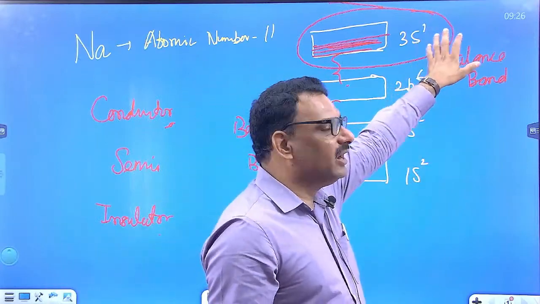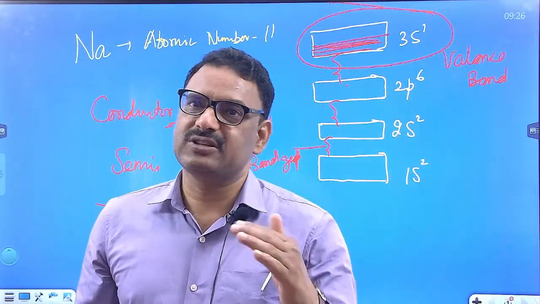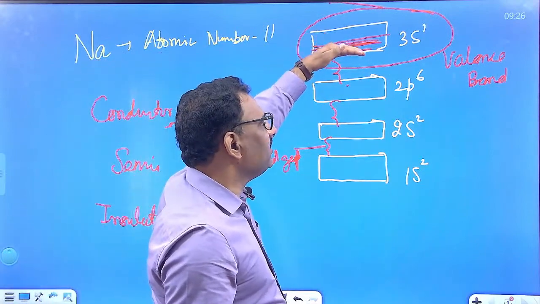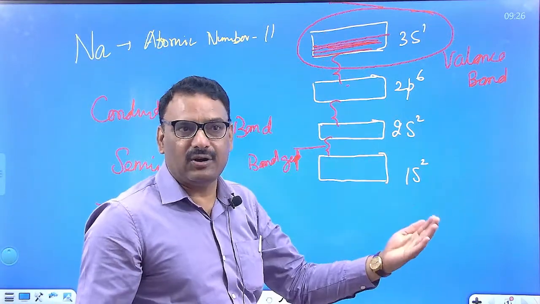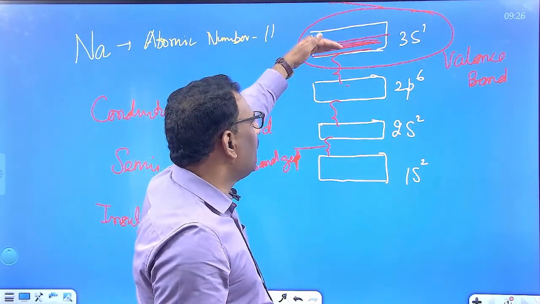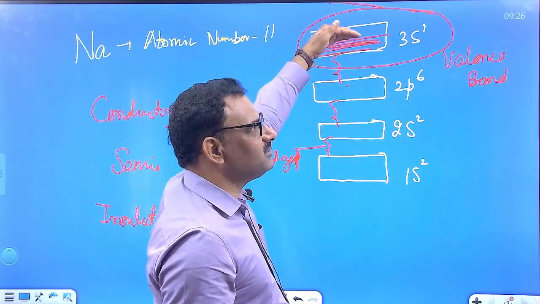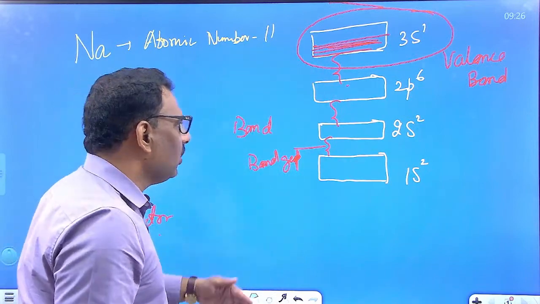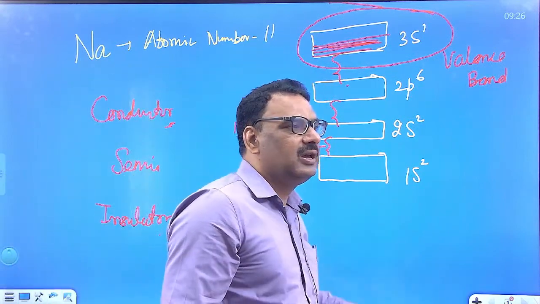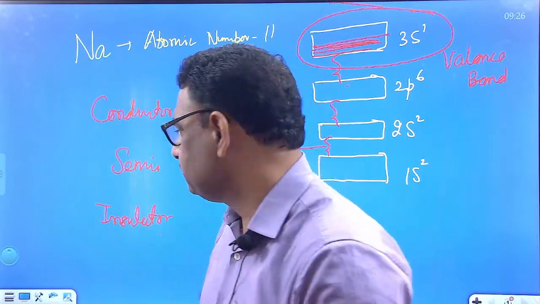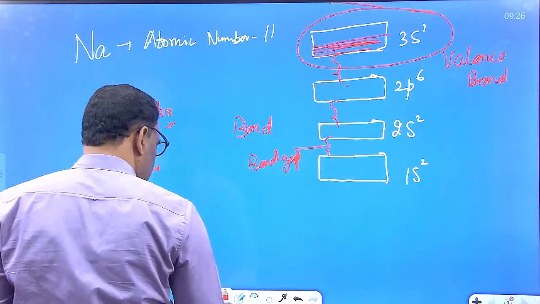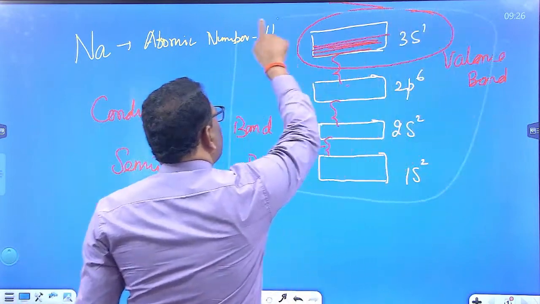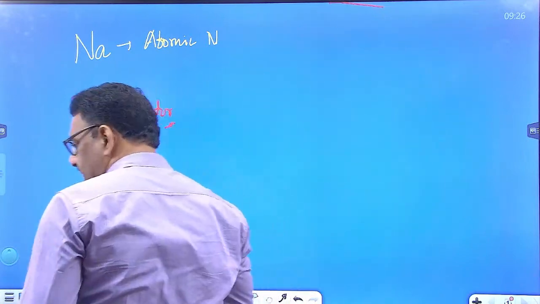Since it has only one electron, all the electrons have the same spin. So only half of this band is filled because other electrons are not available. So half of the energy levels are filled and half are empty. So this is the band diagram of sodium. On the basis of this band diagram, we can differentiate conductor, insulator and semiconductor.